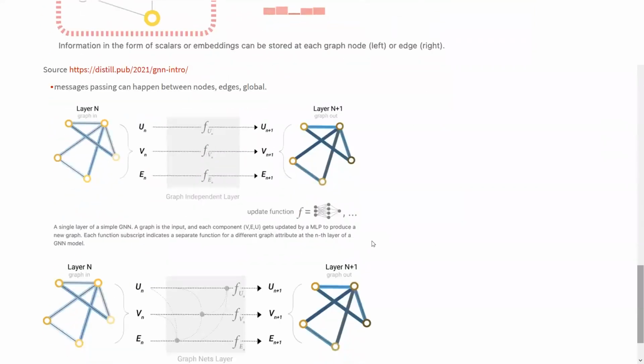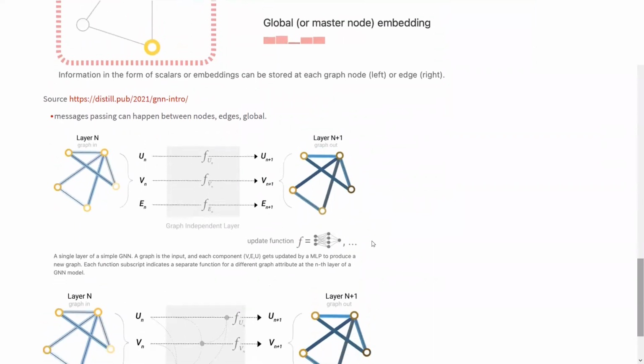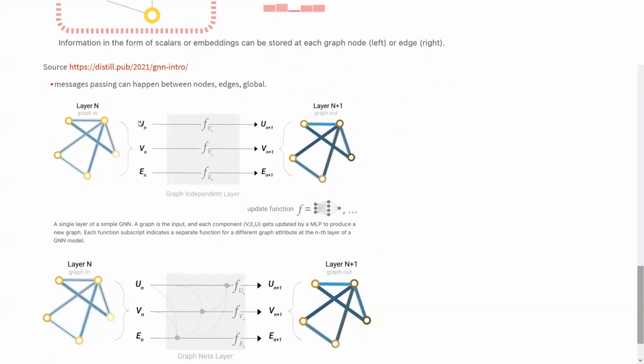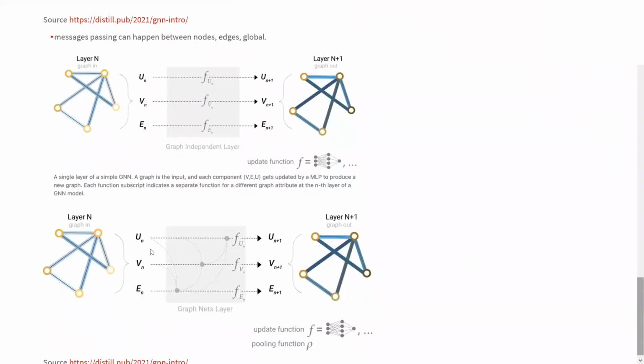The message, or the embedding information, can pass not only between nodes, but from vertex to edge, or edge to vertex, or the global.